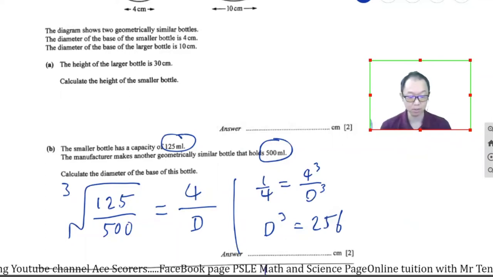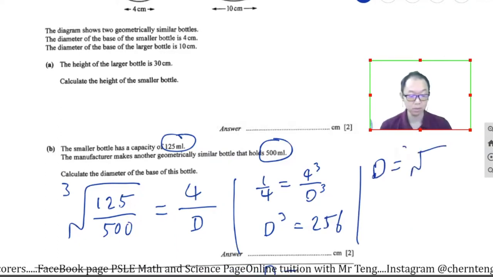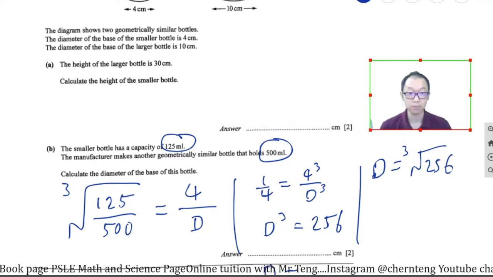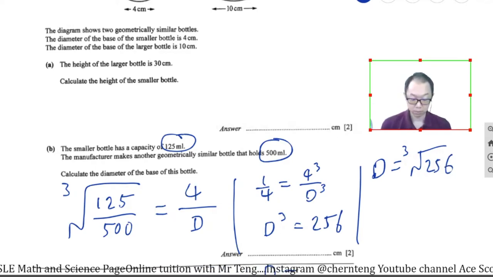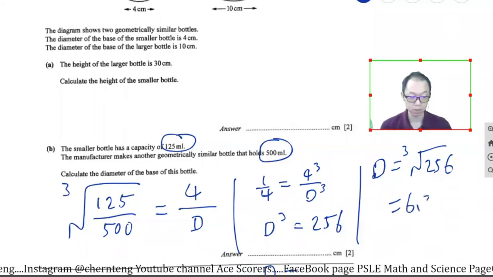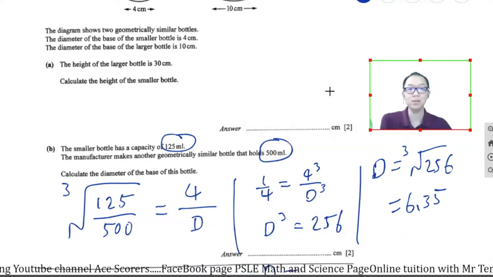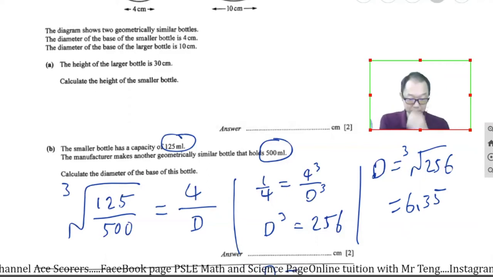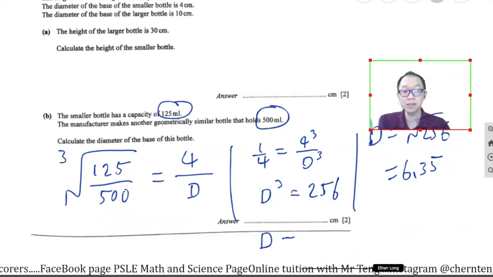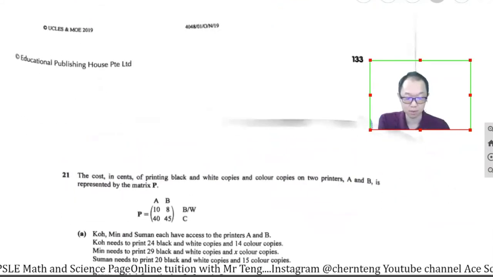Right, so D is equal to cube root 256. Okay? So we get 6.35. All right. Okay, so this is cubic. Just remember the scale, right? The scale, you gotta keep changing the scale. Area scale, linear scale, or whatever scale, right? So we need to know this one.